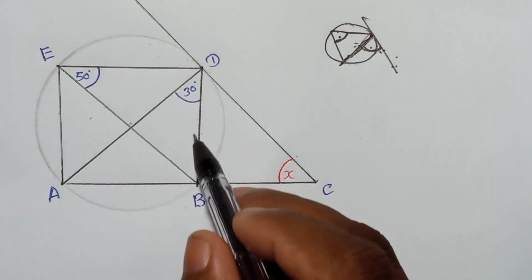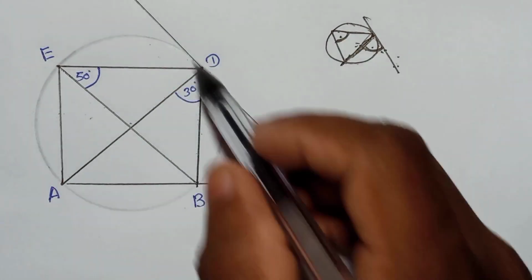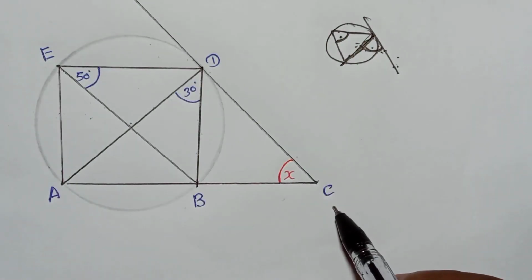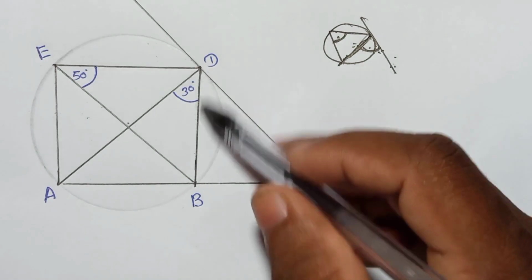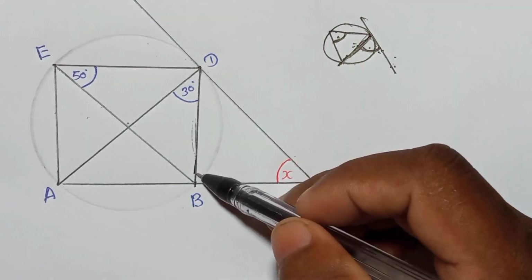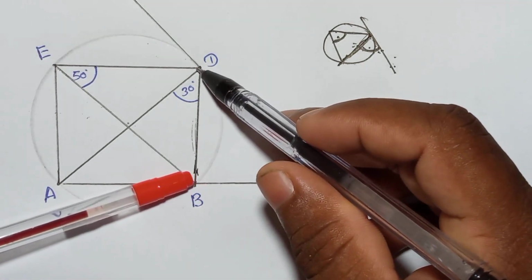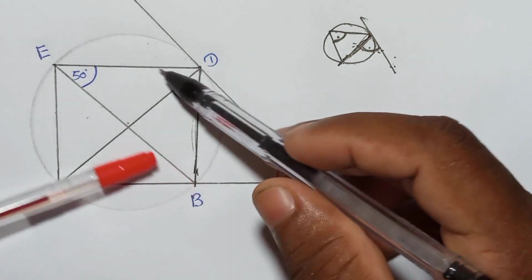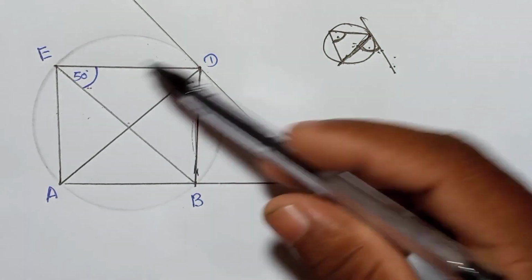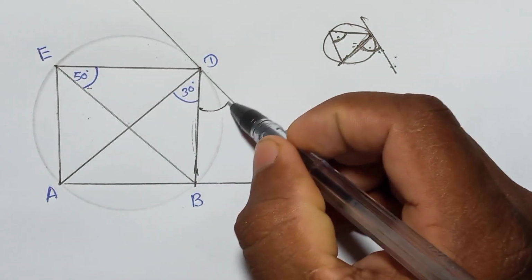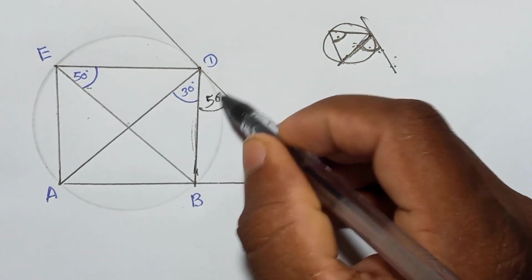So like that way here, look, they tell us DC is the tangent. At the point D, DB is a chord. This chord subtends an angle at the circumference which is 50. So this 50 must be equal to the angle here, 50. Here also 50, right?